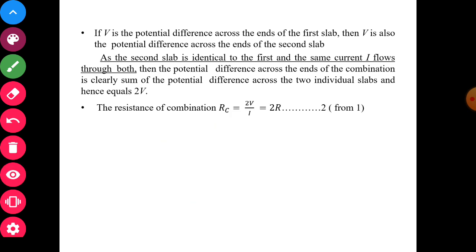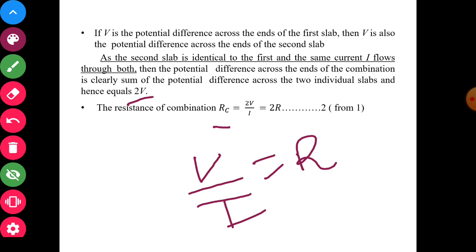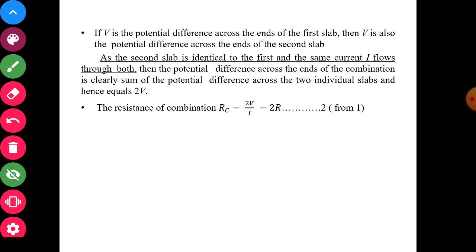So the resistance of this combination, say RC, is equal to voltage upon current, but now the voltage is 2V, so 2V upon I. V upon I is nothing but R, which we have written in the first equation, so it becomes 2 times R. So the resistance of this combination, RC, will become 2V upon I, that is equal to 2R.